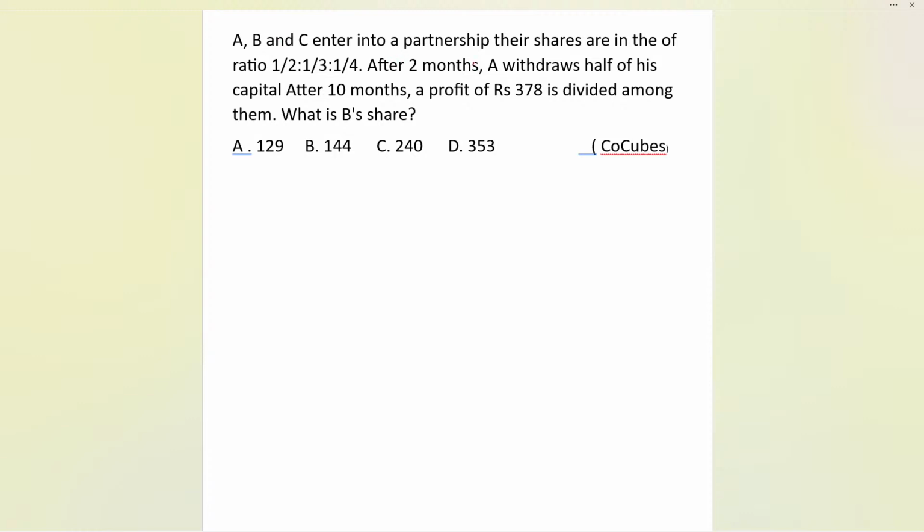A, B, C enter into a partnership and their shares are in the ratio 1 is to 1 by 2, 1 by 3, 1 by 4. Let us write over here 1 by 2, 1 by 3, 1 by 4. If the ratios are given like that, in order to simplify, try to take the LCM of the numbers written in the denominator. 2, 3, 4 over here, and the LCM will be 12.